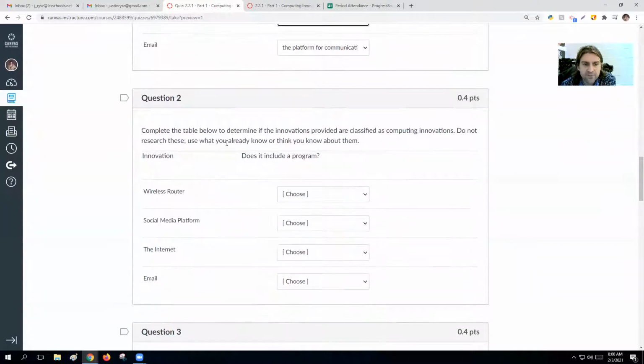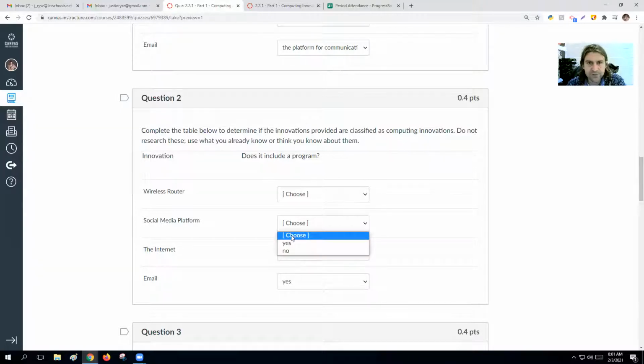All right, next, we're going to complete this table using those same innovations. Does it include a program? So you have to think about all these devices here. Is there a program that is connected between them? Some things are pretty obvious, like email. Yeah, there's a program that uses the email. We send and receive messages, so we have to have a program that knows how to decipher and encrypt those. Same thing with the internet. There's a program. We just went over encryption and decryption. Social media platforms are used on the internet, so yes, there's got to be a program between those two.